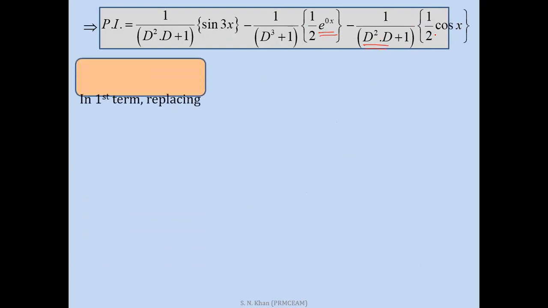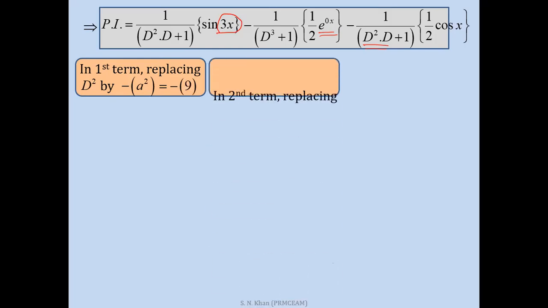Now in first term, replacing D square by minus of a square. So what is value of a in the first term? A, it is coefficient of x in the angle of trigonometric function. So here value of a, it is 3. So minus a square का value हो जाएगा -9.